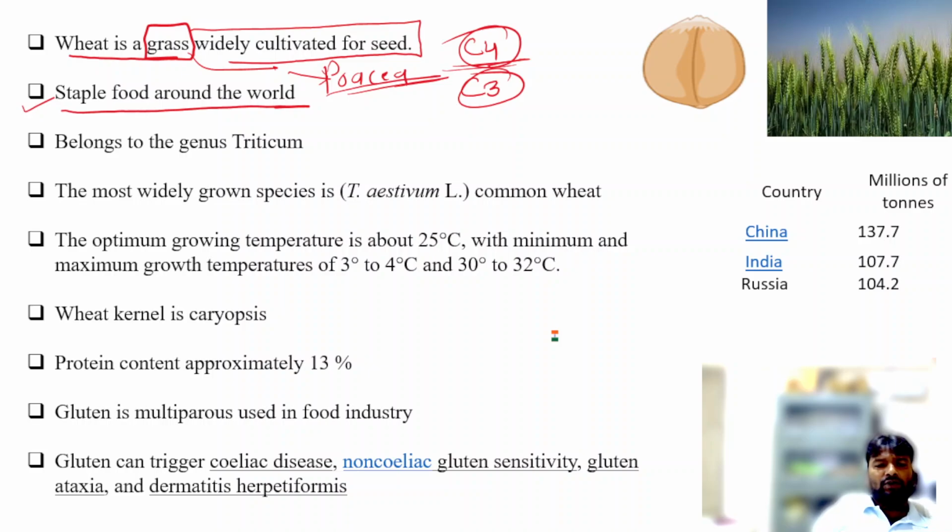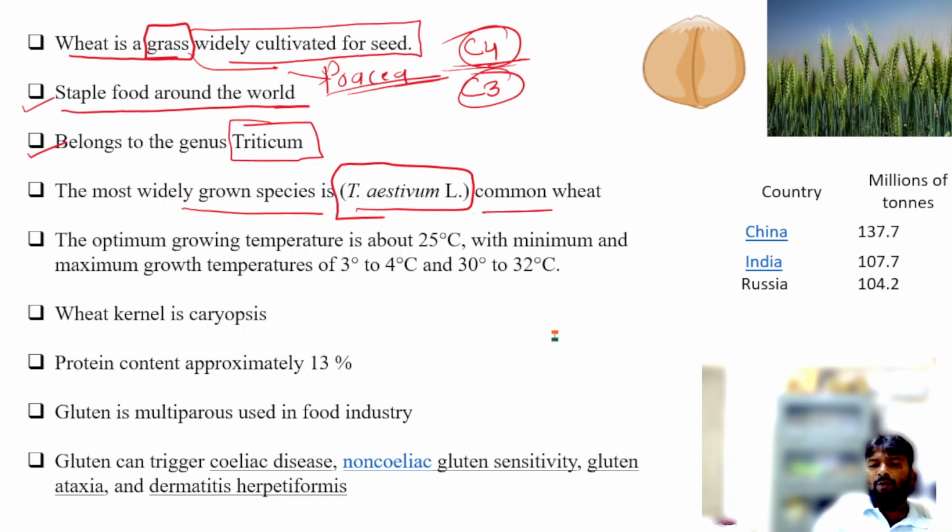This wheat crop also belongs to the genus Triticum. The most widely grown species is Triticum aestivum. This is known as common wheat. क्योंकि सबसे ज्यादा ग्रो करती है इसलिए इसका नाम क्या पड़ गया, common wheat. And wheat belongs to the Triticum genus and the species is Triticum aestivum, which is widely grown.